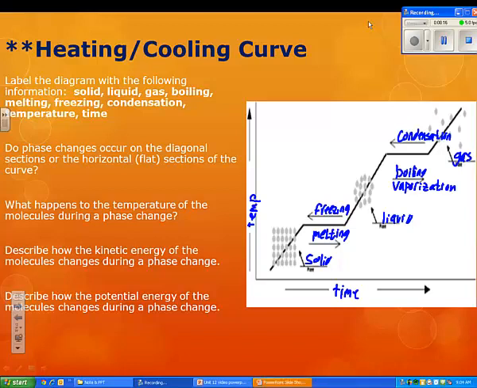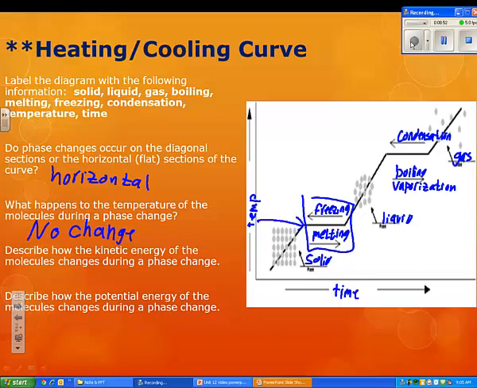So do phase changes occur on the diagonal sections or the flat sections? Well, we can see our freezing and melting, those are phase changes, so it's going to be on the horizontal. So what happens to the temperature of molecules during a phase change? No change. There's no kinetic energy change during a phase change. Describe how the kinetic energy of the molecules changes during a phase change. This is the same question we just asked. Remember, this is temperature, which is a form of kinetic energy. So you can see that that line is flat, which means there's no change in temperature, so again, we have no change.